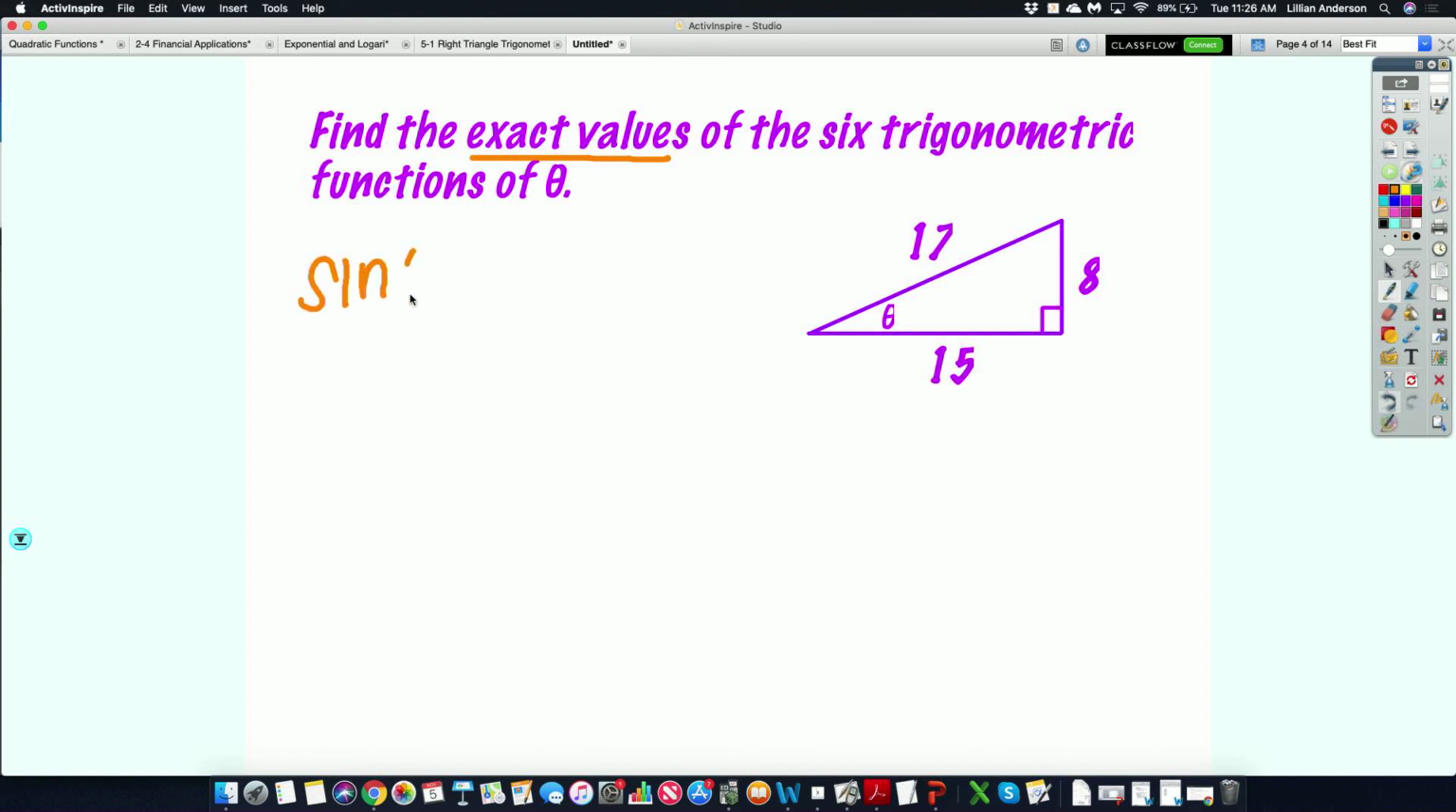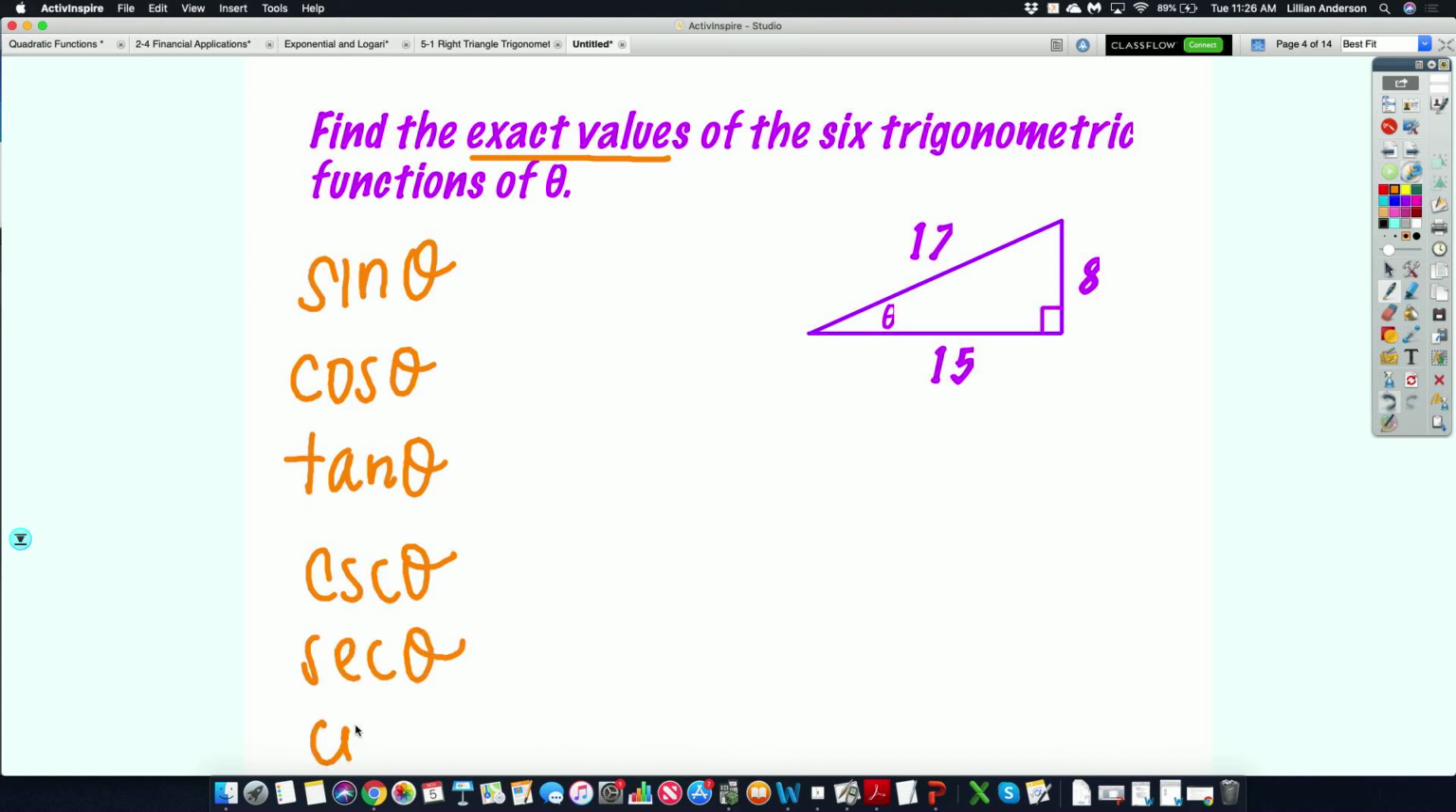So, you have sine theta, cosine theta, tangent theta, cosecant theta, secant theta, cotangent theta. We want all 6. But in order to do that, I think we might need to label some of our sides, okay? Let's label our sides. Let's label our sides here. Remember, it's always based off of one of the acute angles that's given to you.